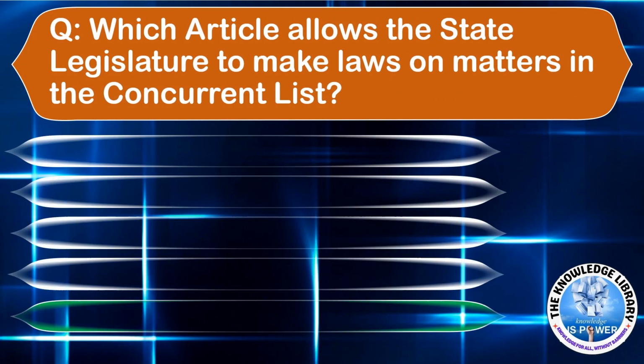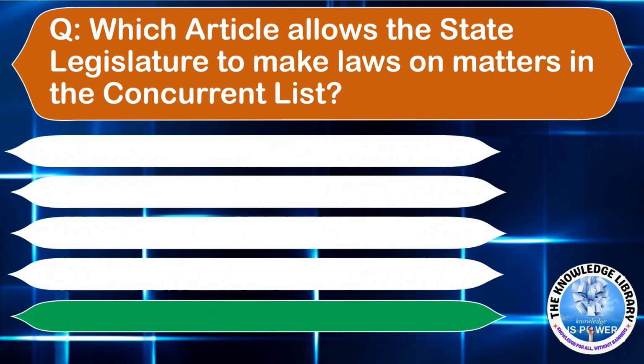The next question is, which article allows the state legislature to make laws on matters in the concurrent list? Option A, Article 249. Option B, Article 250.